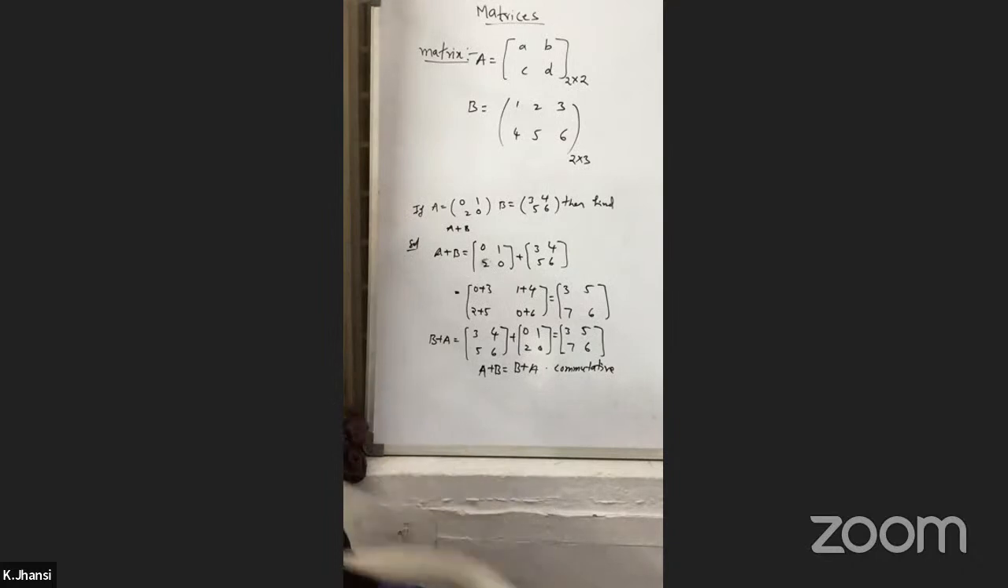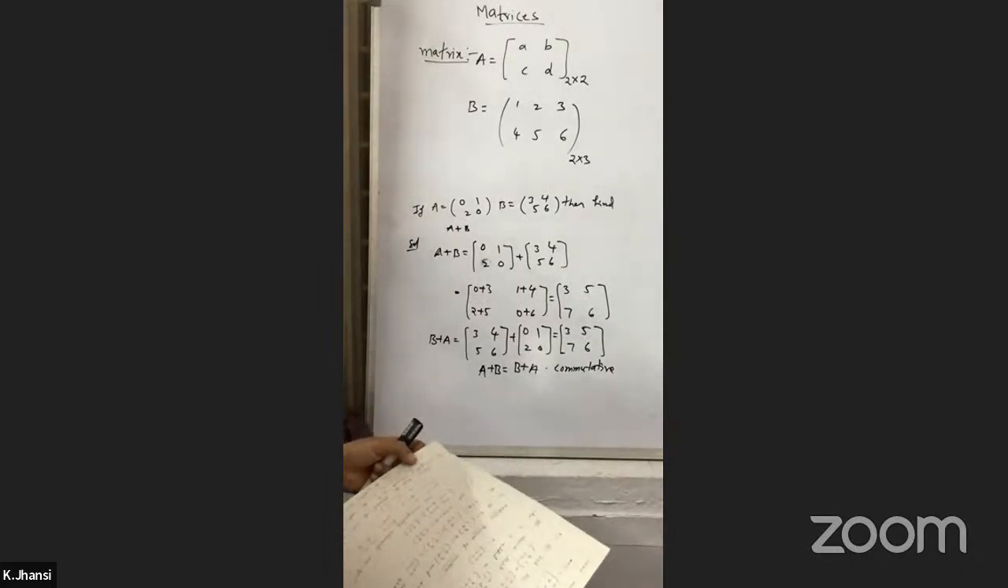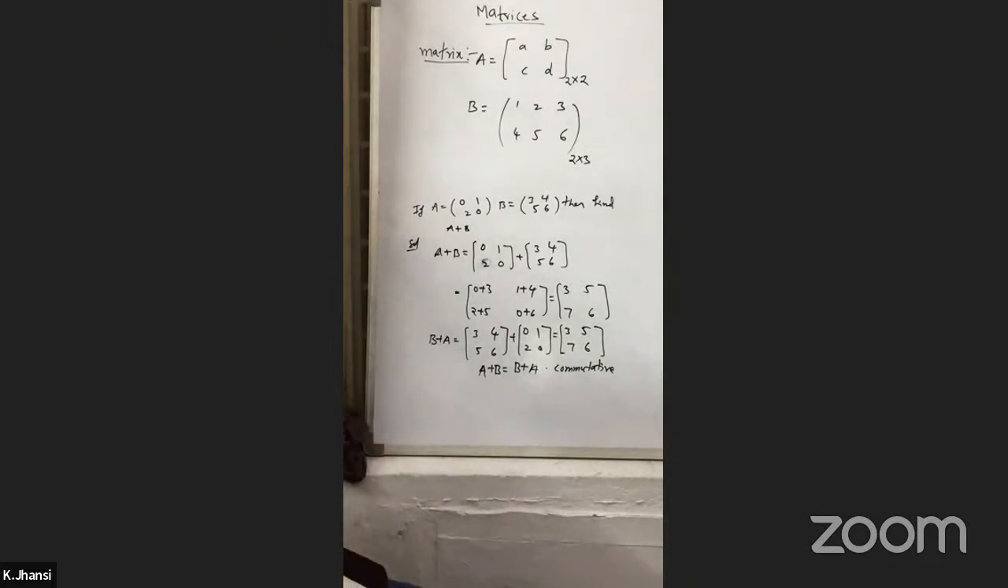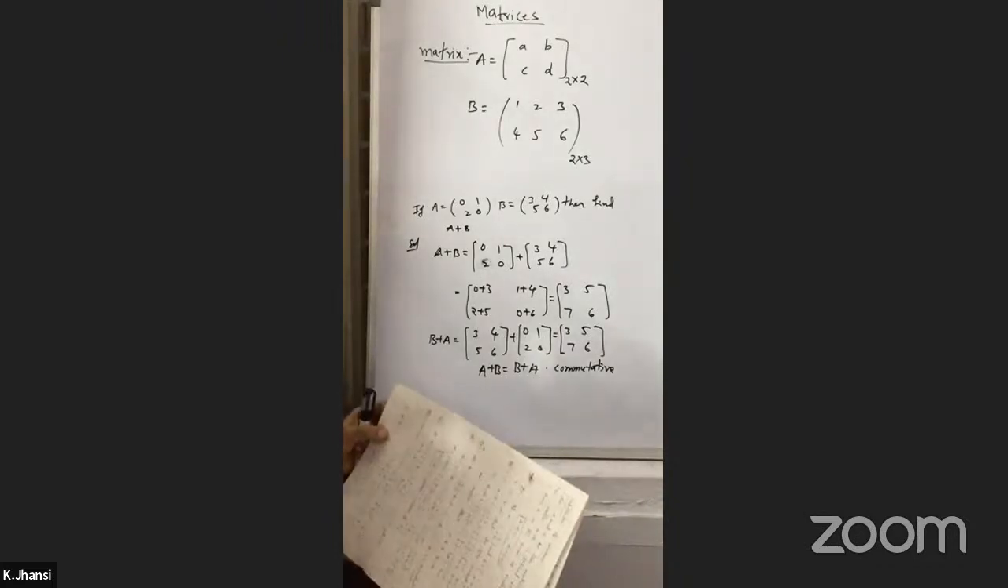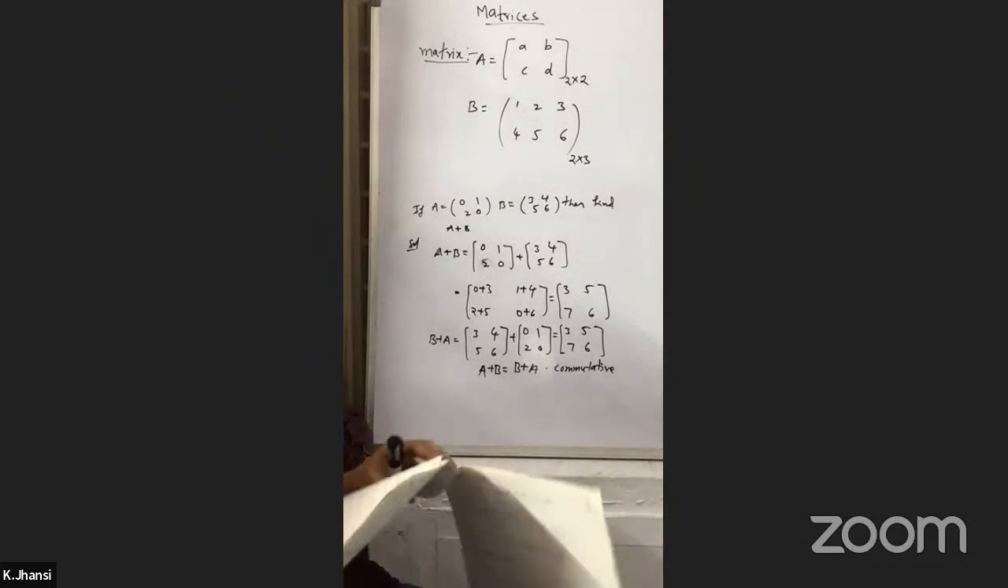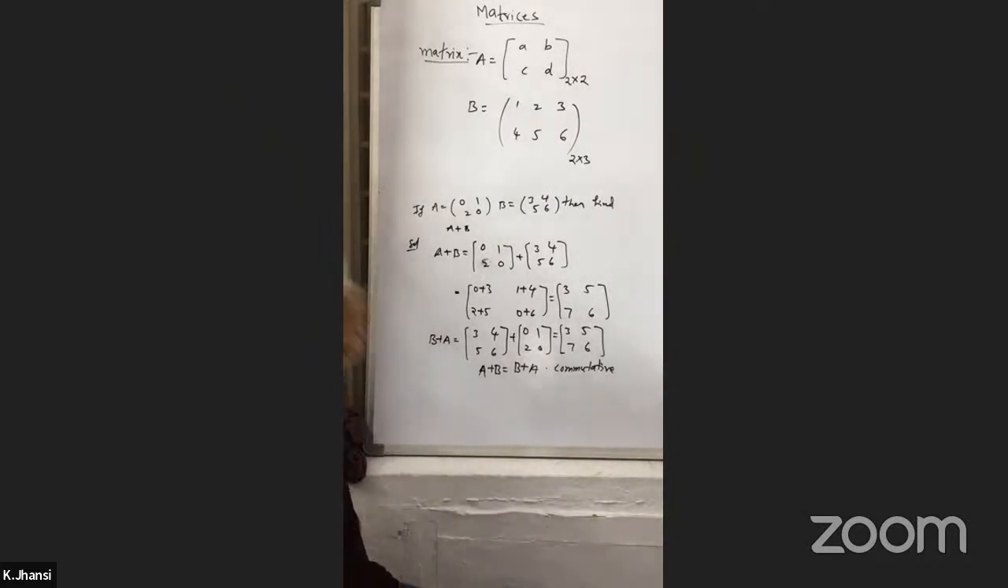So for multiplication of matrices, the condition is: the number of columns in matrix A, the first matrix, if the number of columns in A is equal to the number of rows in B, we can multiply the two matrices.